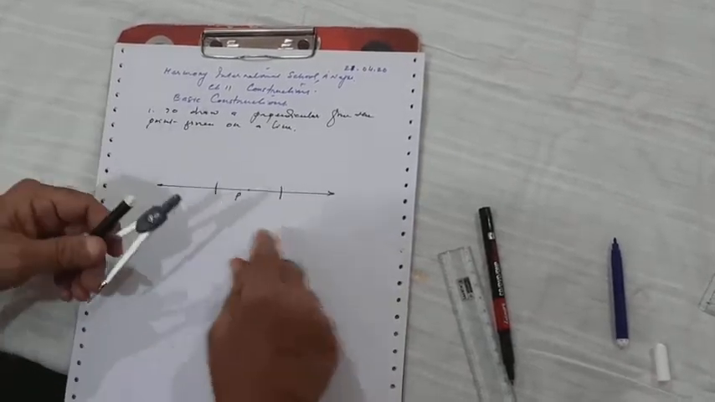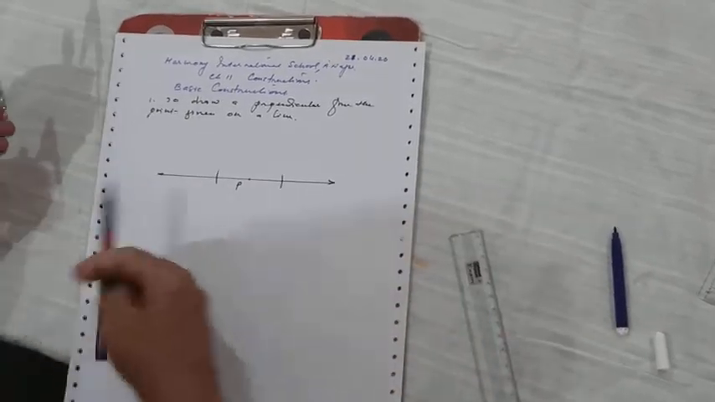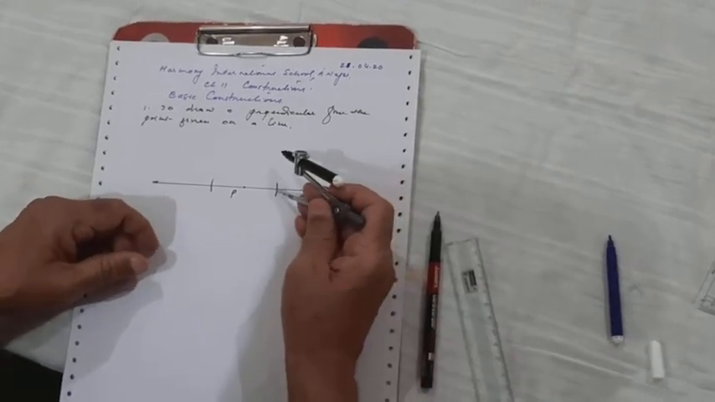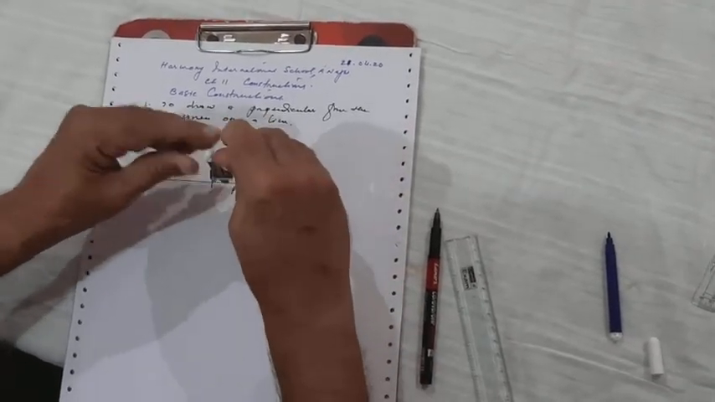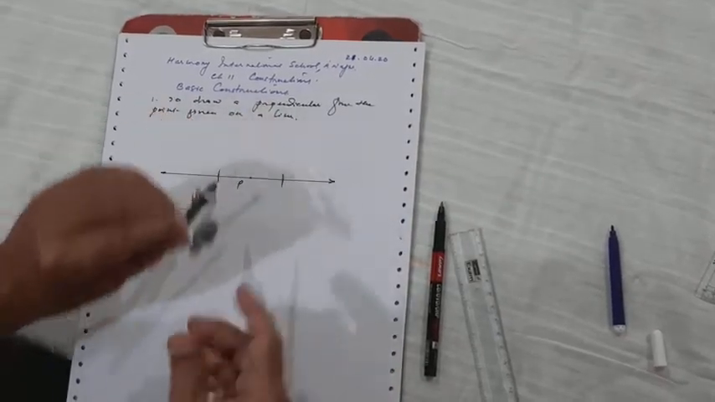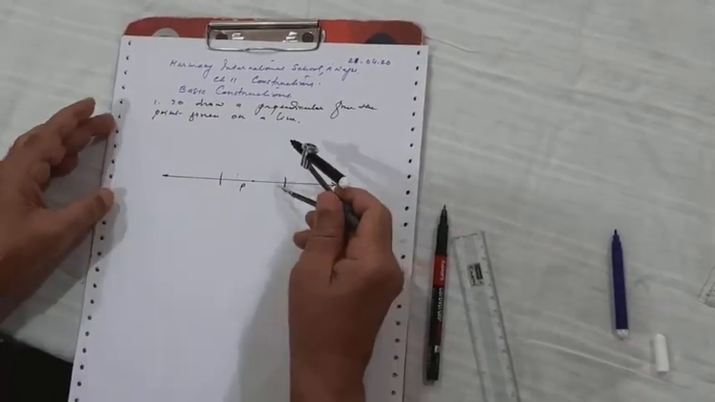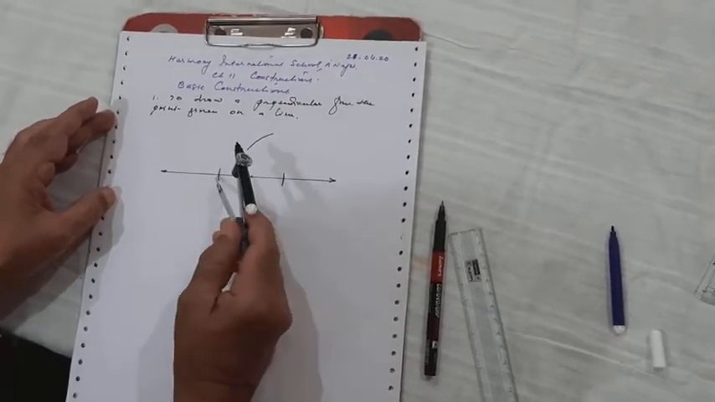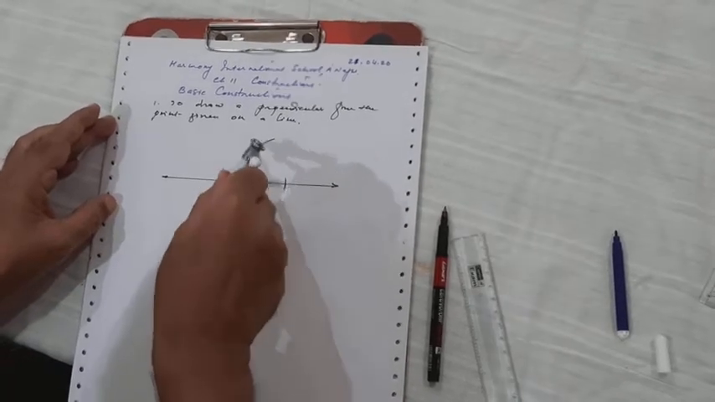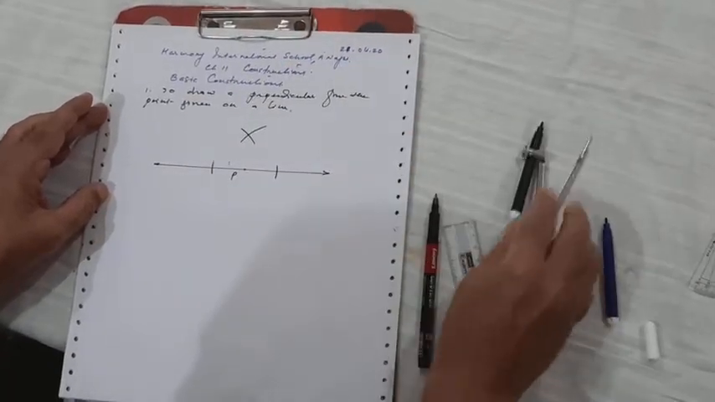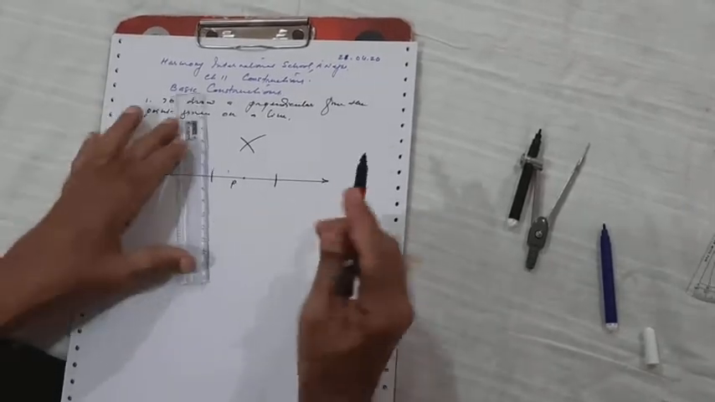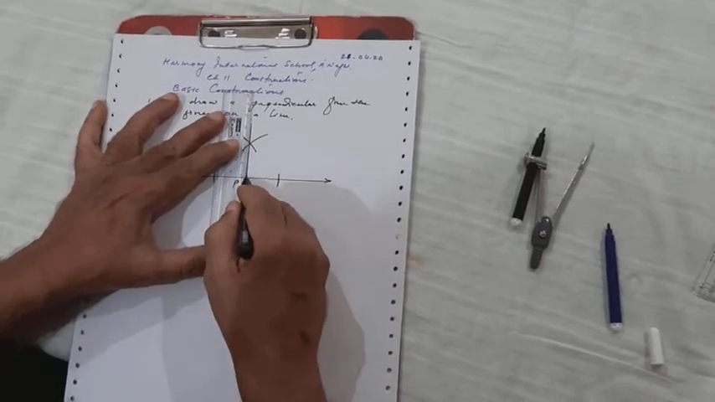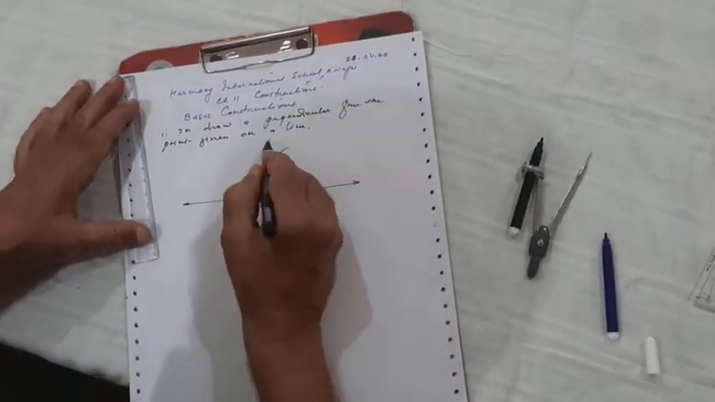Now taking this segment, take the distance more than half. See it, this is more than half. Draw one arc just above the line, taking another arc, cut the first arc. You will get a point of intersection of the 2 arcs. Join this point with P. This will be your perpendicular at P.